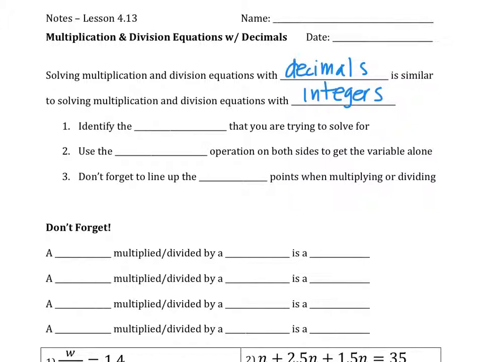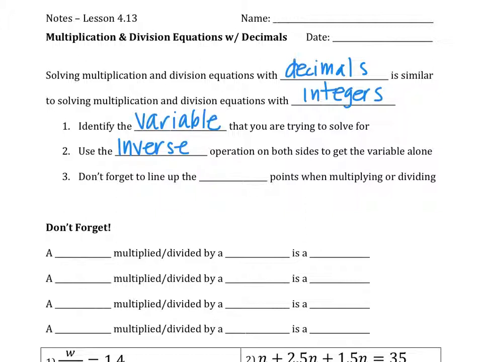The first thing we want to do is identify our variable. This is what we're going to be solving for. And we want to use the inverse operation on both sides to get our variable alone.